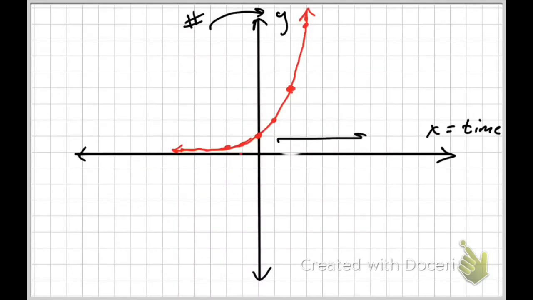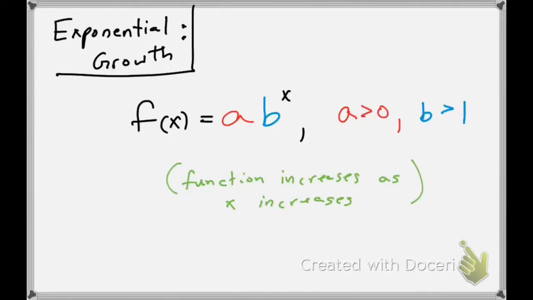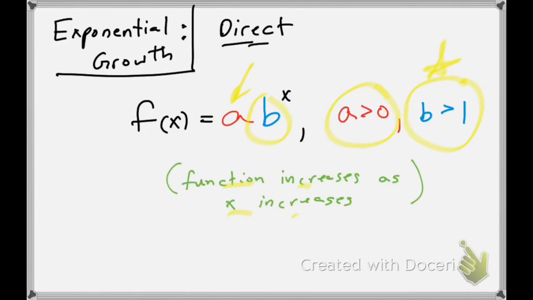Notice that as time increases, there's also an increase in the number of transistors produced. So as time increases, the number also increases. That would be exponential growth. So our exponential growth function looks like this. A few things to look out for is that our base here is going to be greater than 1, that's the key. And then a, if there's a number in front of it, that also has to be greater than 1. So as x increases, the function increases. This would be an example of a direct variation. As one increases, the other does as well. And usually on the graph, typically, the function will look like this.